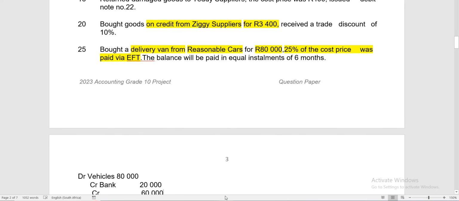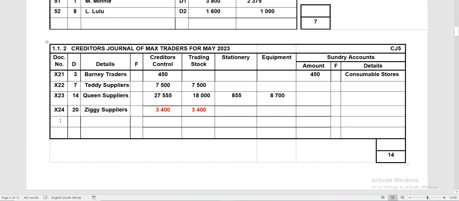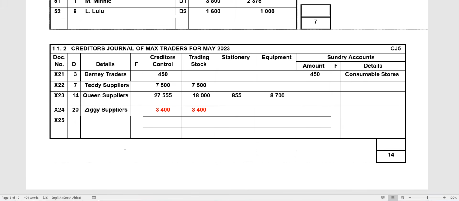So let's go to our creditors journal and try to record this. Remember, it's going to be invoice number X25, and the date will be the 25th. So we'll write 25th, and the name of the supplier will be Reasonable Motors.